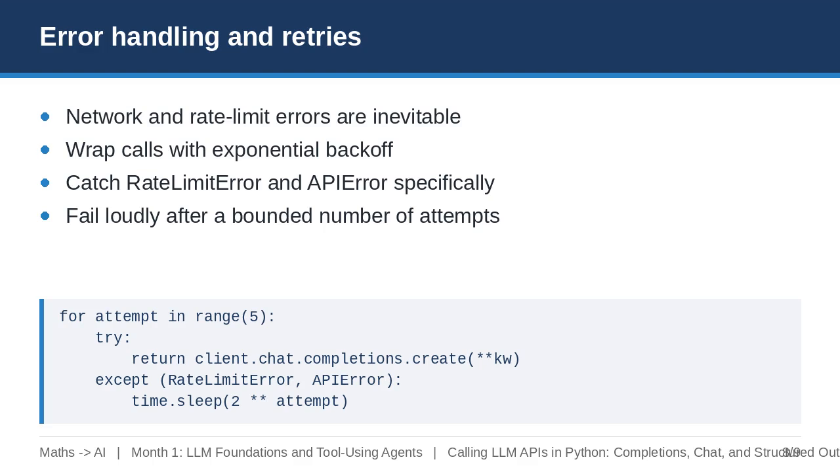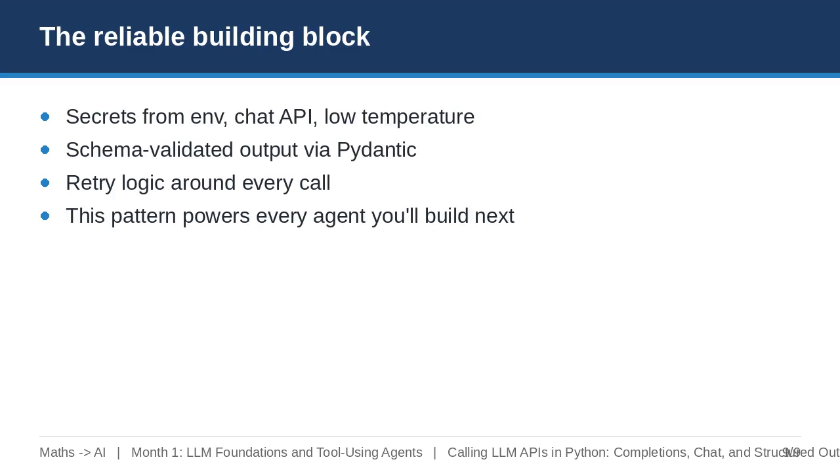Production calls fail: rate limits, timeouts, transient server errors. Wrap your requests in a retry loop with exponential backoff, sleeping longer after each failure. Catch the specific OpenAI exception types, and after a bounded number of attempts, raise so the failure is visible rather than hanging forever. Put it all together and you have a robust, reusable function.